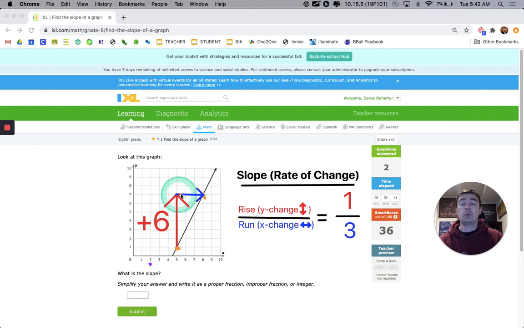Same thing for the blue, the run, the x change. I see it starts out at 5 on the x-axis, and it's going to finish at 8. So I know this is a jump of 3 units, or I could count 1, 2, 3. So we'll put the plus 3 there to represent the x change, or how much we ran sideways after we rise, or the y gains 6 units. So our slope here is going to be 6 over 3.